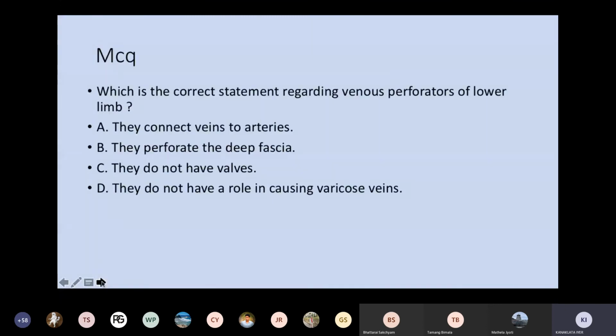These are MCQs. Do you want to answer this MCQ? Can you read it? Hello? Yes, ma'am. Do you want to solve one?